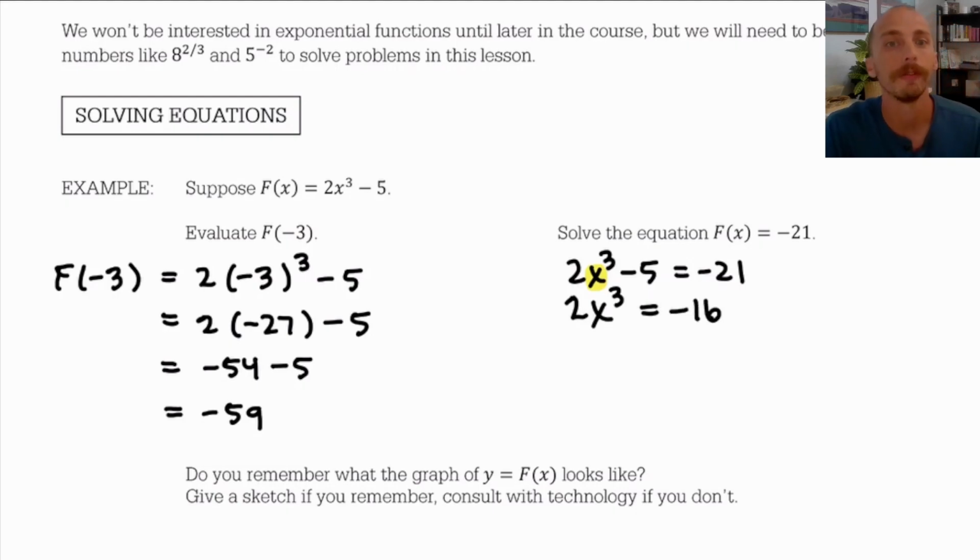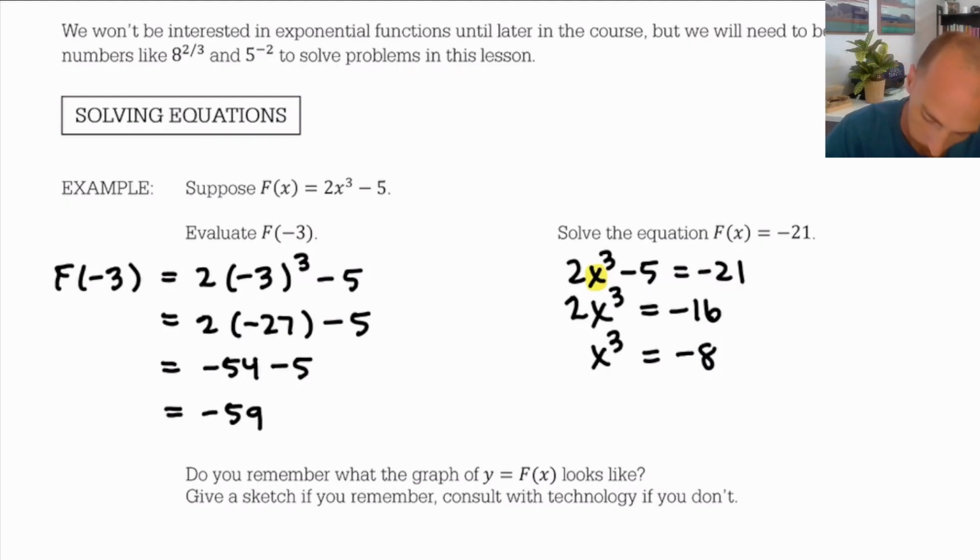And then I'd divide both sides by 2. So I'd get x to the 3rd equals negative 8. And then I could take the cube root of both sides. That's what I'm going to need to do to get rid of that 3rd power and take the 3rd root. And so I'll take the cube root of x to the 3, and that's going to just be x. And I'd have the cube root of negative 8.